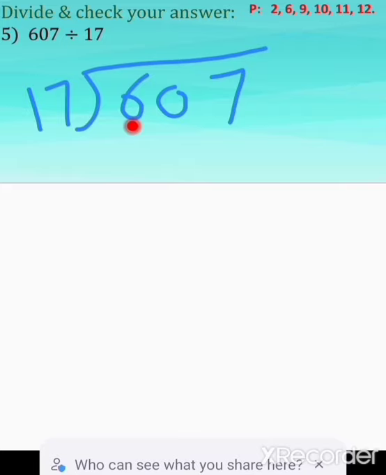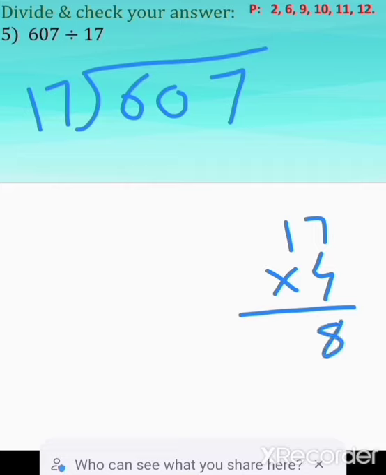My first number is 6, which is less than 17. So I take the whole 60 here. I would read the table of 17, which I don't know. But I know that 60 will not come in 2s or 3s. I'm just guessing. So I'll multiply 17 by 4 and check what number I'm getting. 4 7s are 28, 2 carry, 4 1s are 4 plus 2, 6. I got 68. 68 is more than 60. It means I will not go for 4s, I'll go for 3s.